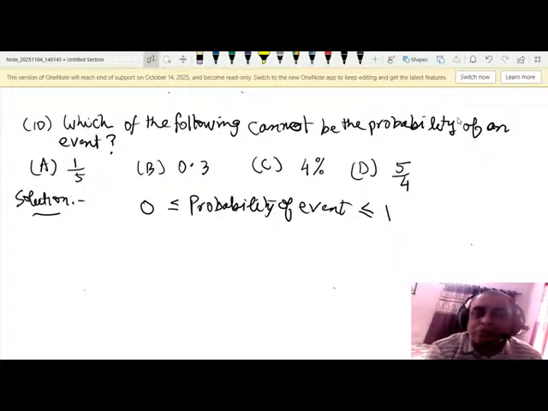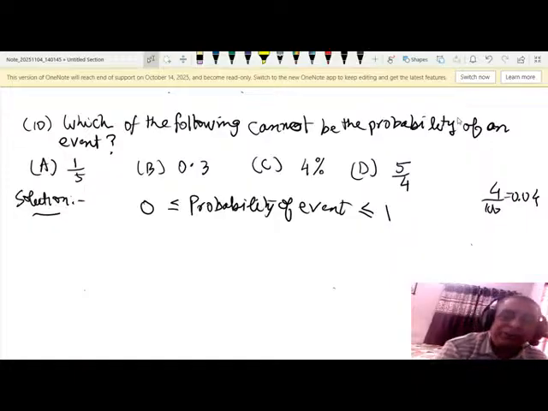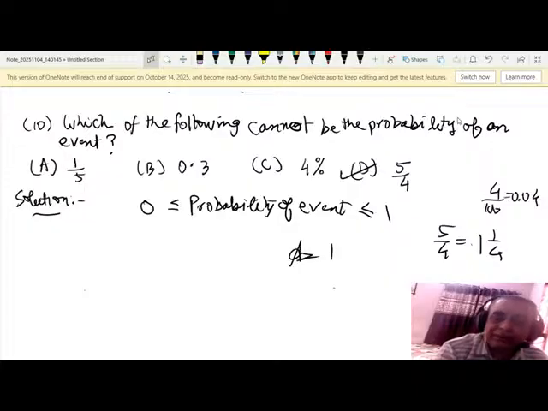C is 4%, which is 4 upon 100, which is 0.04, which is also lying in this range. So it is also possible. 5 upon 4 is bigger than 1. It is 1 and a quarter, which cannot be possible. A probability cannot be more than 1. So this is the correct choice, number D. So the answer is D.